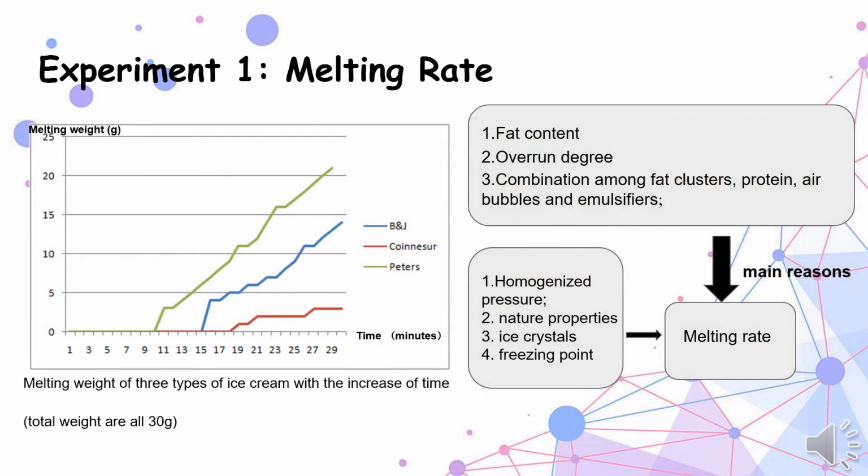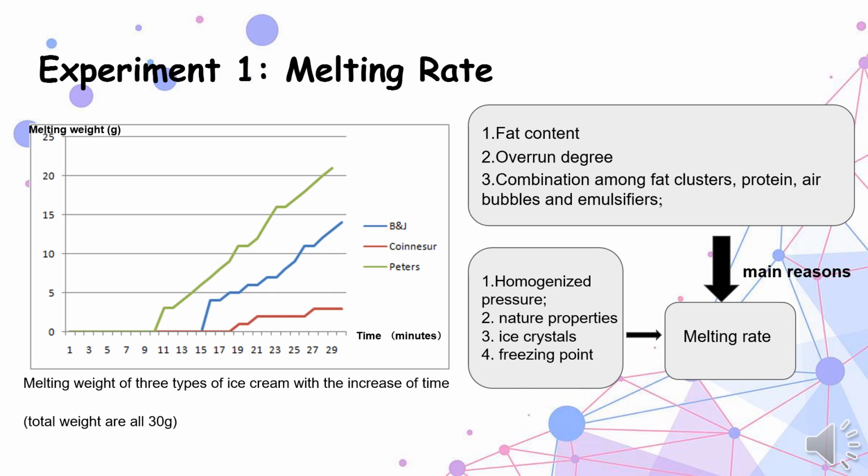Fat content is the most significant factor in the meltdown of ice cream, because the fat clusters can tightly link air bubbles, protein, emulsifier, and salt together to hold the essential structure of the ice cream. This is the reason why Peter's has the highest figure in meltdown.